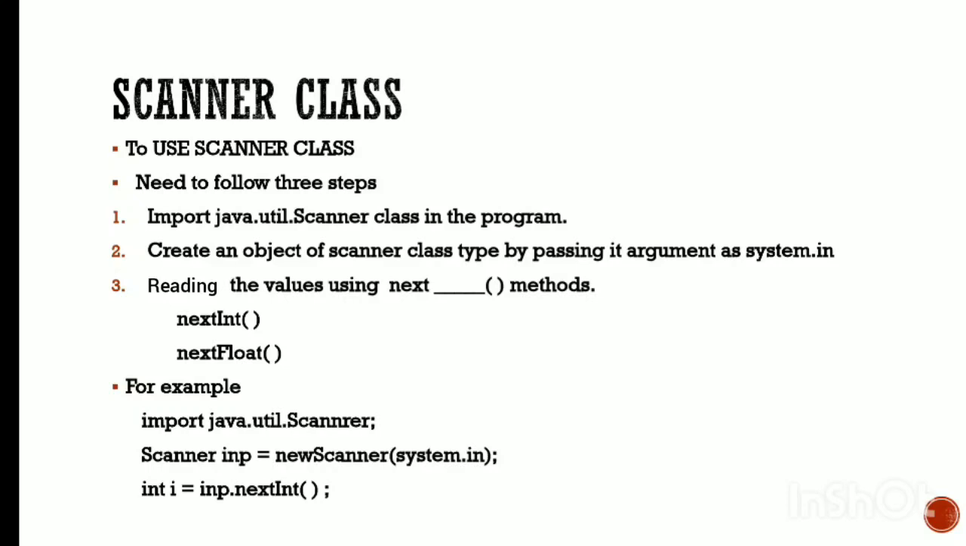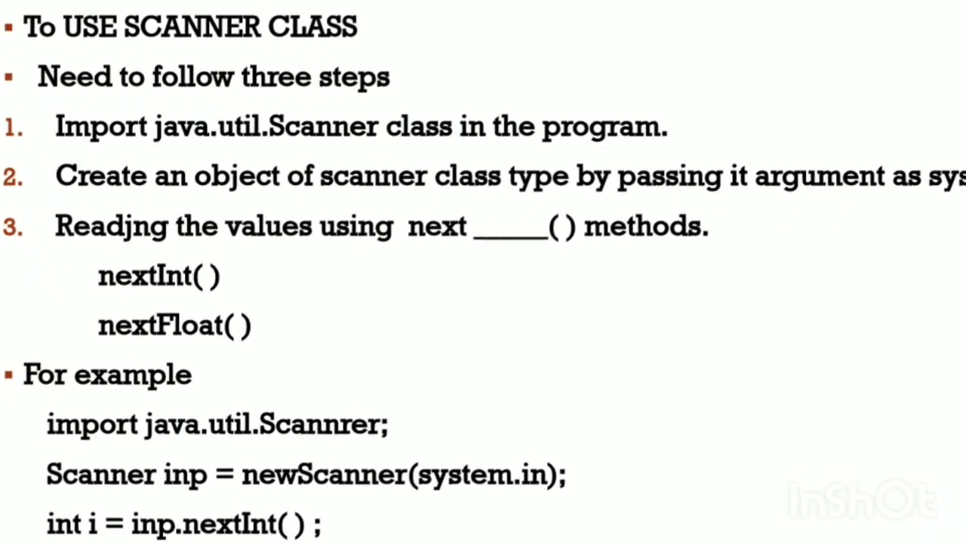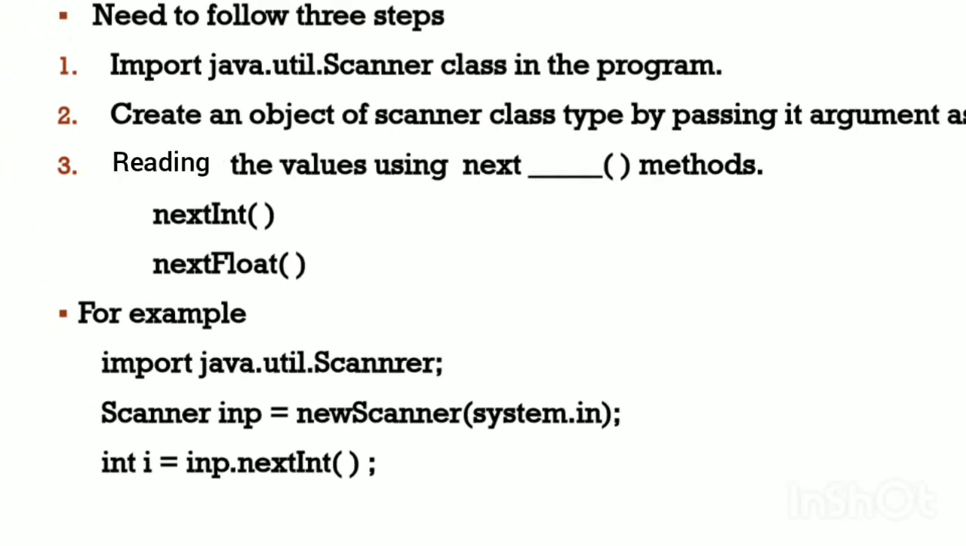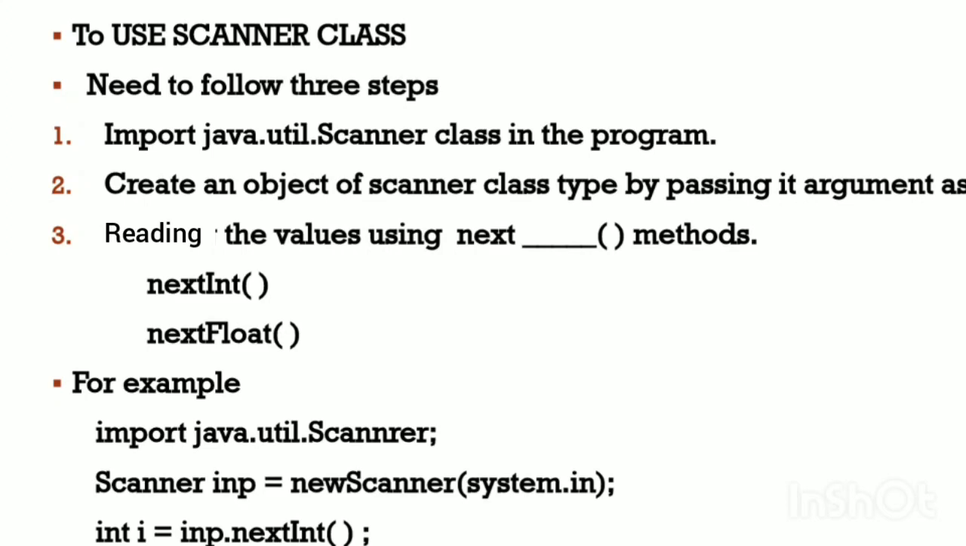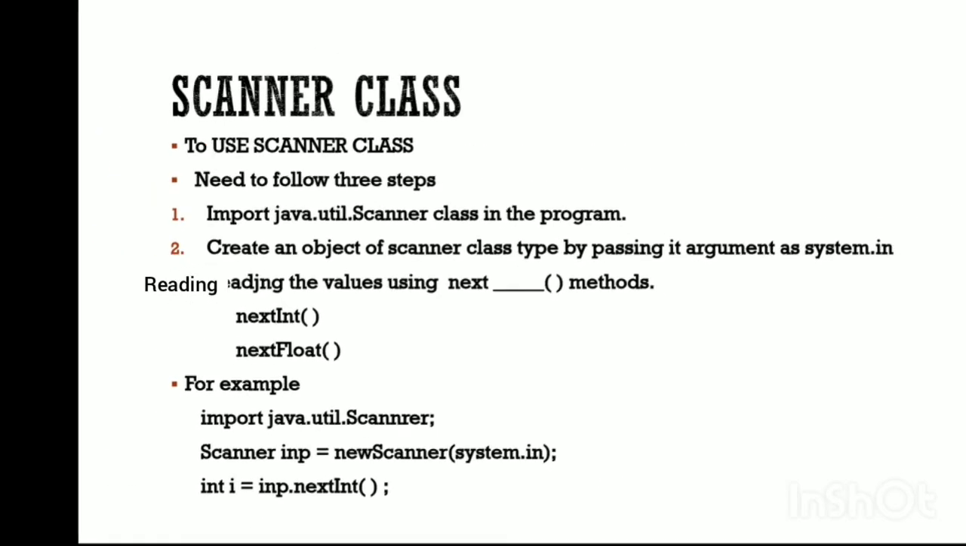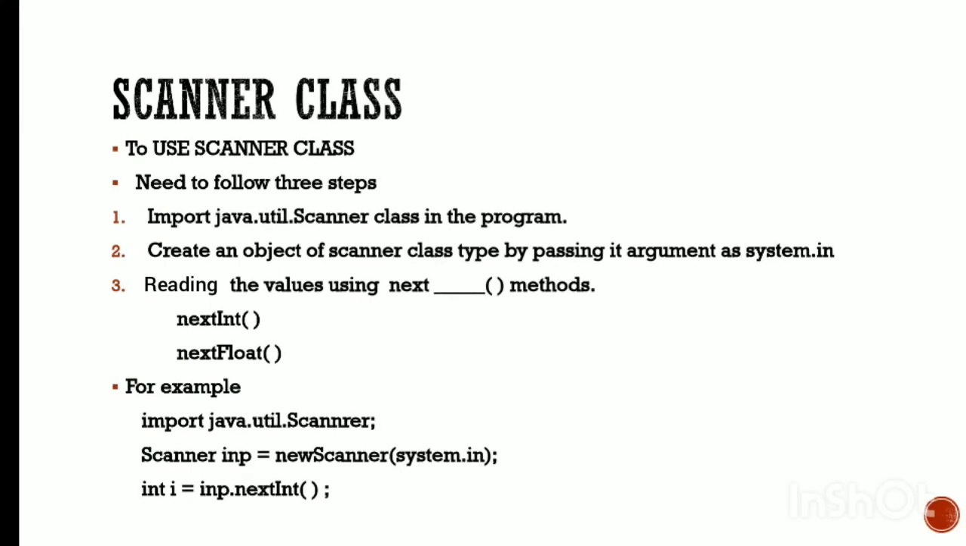How do you type it? For example, I have mentioned in the example: Scanner input is equal to new Scanner(System.in). The third one is reading the values using a next method. nextInt is to read integer values. nextFloat reads floating point numbers. nextDouble reads a double precision number. nextBoolean reads boolean values.